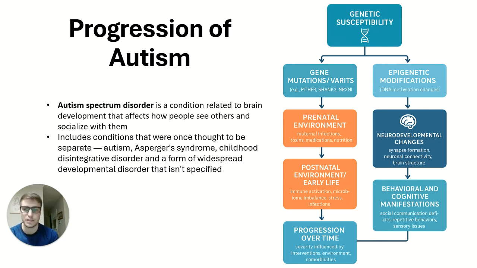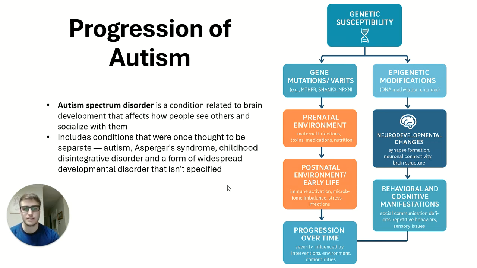So autism spectrum disorder is a condition related to brain development that affects how people perceive others and socialize with them. It includes conditions that were once thought to be separate, like Asperger's syndrome, and some other childhood disintegrative disorders.